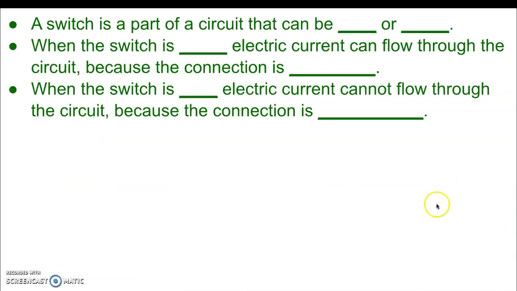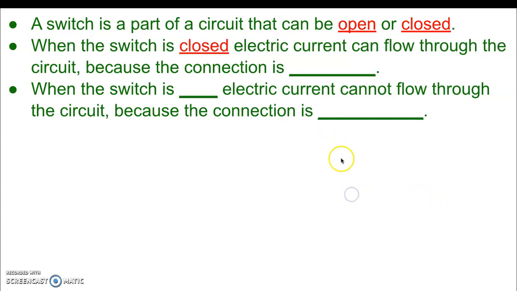So a switch is a part of a circuit that can be open or closed, right? When the switch is closed, the current can flow through the circuit because the connection is continuous. So when the switch is closed, that means that the circuit is on. When the switch is open, electric current cannot flow through the circuit because the connection is disconnected.